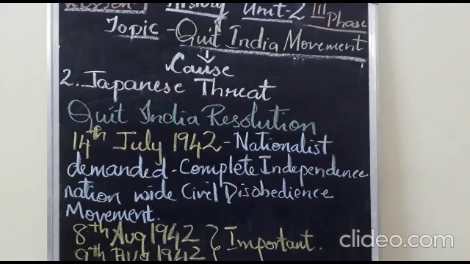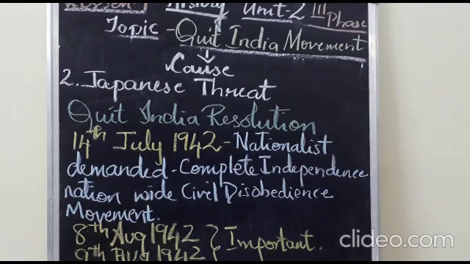The Quit India resolution was passed at the Bombay session of the AICC. What does AICC stand for? All India Congress Committee, by Mahatma Gandhiji on 8th August 1942. And this particular session was organized at the August Kranti Maidan. Where was it organized? August Kranti Maidan. The movement started on 9th August 1942, and since then the day is observed as August Kranti Divas in order to respect all freedom fighters.